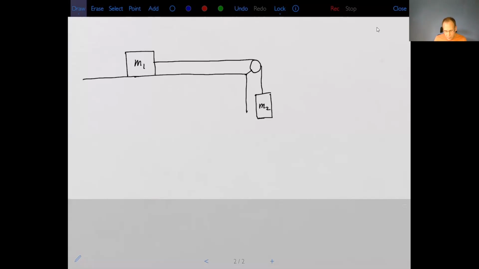Okay, and when you release the cart, what's going to happen? Well, this is going to accelerate to the right, some acceleration, and the suspended mass will accelerate with the same rate down, right? Same rate because it's connected by the same string. So the goal is to figure out that acceleration. Okay, we want to calculate that acceleration theoretically. So the way that you do this is you isolate each object in the system. So I'm going to start with the cart.